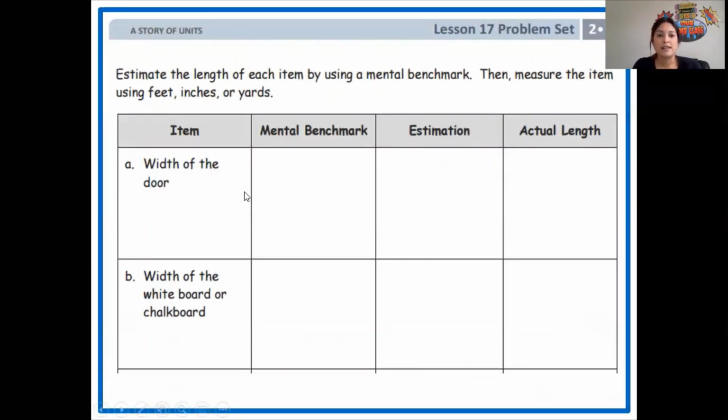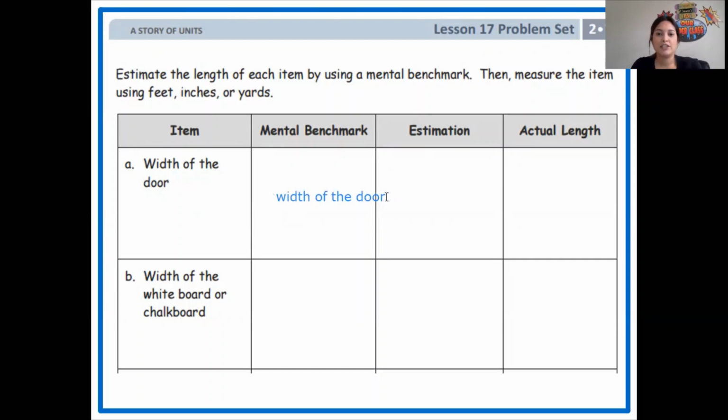On your problem set, for the first one, it says the width of the door. Well, what would you use to measure the width of the door? What mental benchmark? Would you use the quarter? Would you use the paper? Or would you use the width of the door? Yes, right, you would use the width of the door. So right here, you write width of the door, okay?